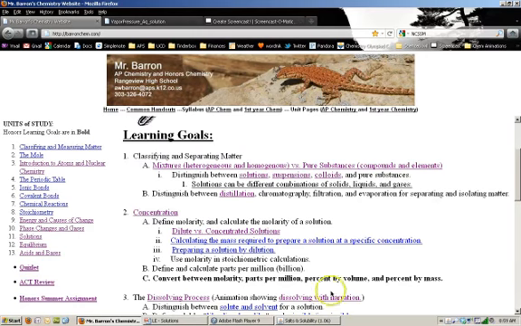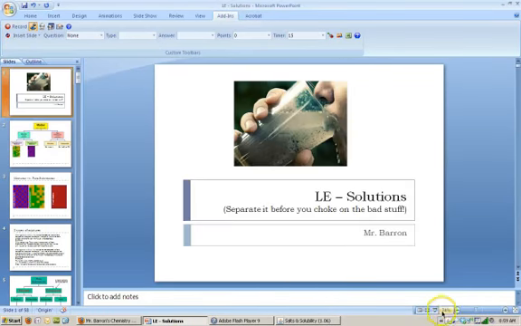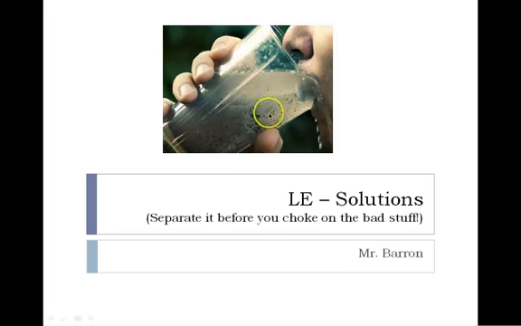What we're going to do is begin with a PowerPoint that's going to overview what solutions are and why we study them. So I'm going to go back to the beginning of my PowerPoint here, and obviously pay attention to the nasty glass of water with the stuff in it. That's what we call a mixture. And part of solutions chemistry is being able to separate out mixtures.